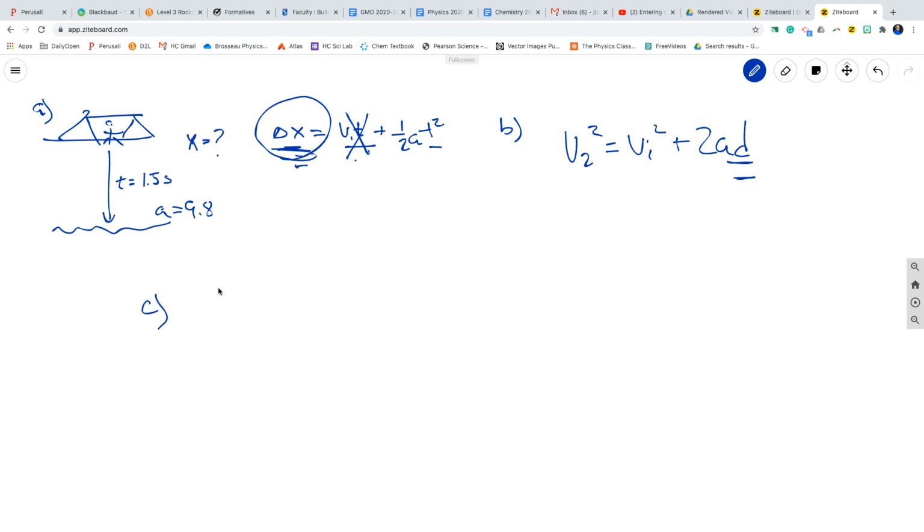And then C, what if it was twice as high? What would the jumper's drop time be? So if you made it twice as tall, once you know this number, you can take this equation and put it down here. So let's say that this is 8.